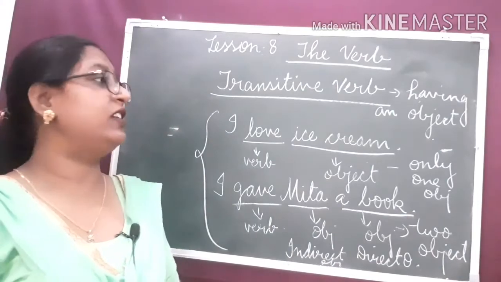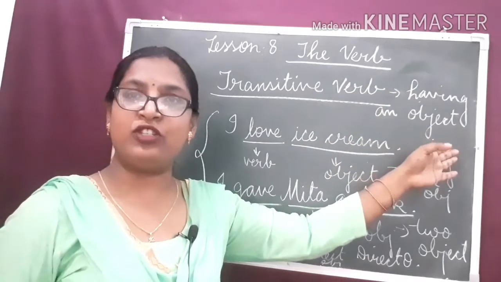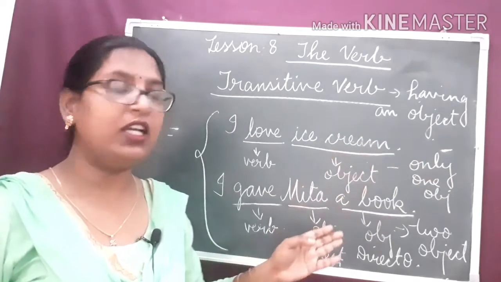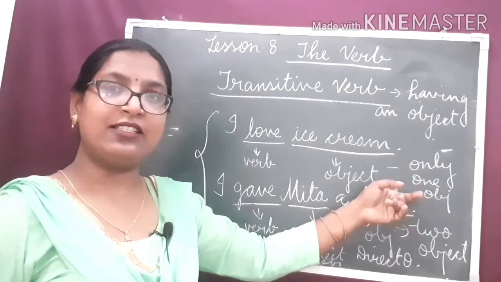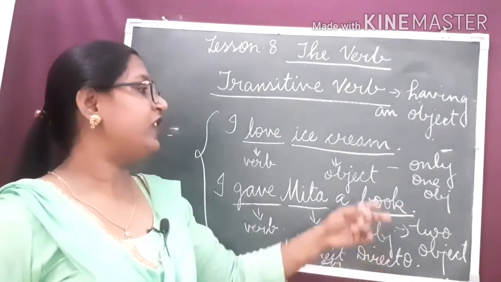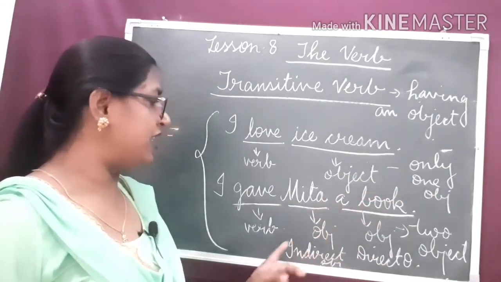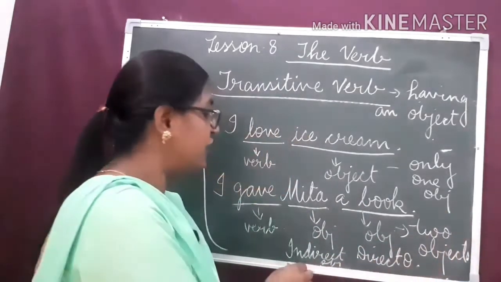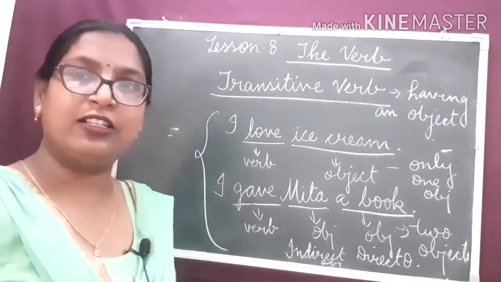Now, you have studied that a transitive verb is having an object, and objects are the words which are completing the meaning of the verb. In a sentence there can be only one object, or in a sentence there can be two objects. If there is only one object in a sentence, we simply call it an object. And if there are two objects in a sentence, we call them direct object and indirect object.